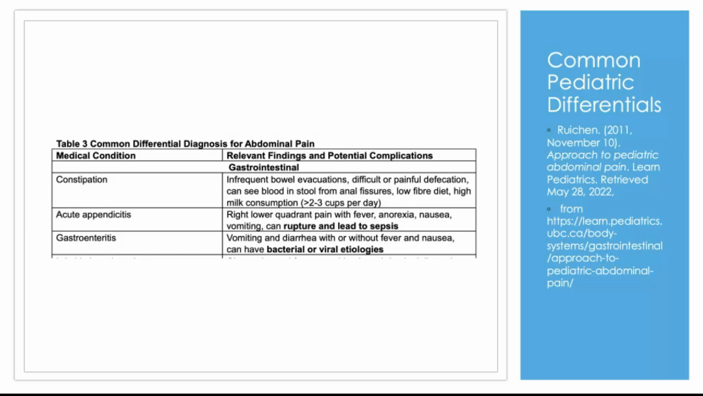Constipation, very common across the age group, typically defined as infrequent bowel movements. Sometimes you might see encopresis with constipation, where you have wet stools and/or stools in the underwear, poop stain in the underwear. So consider constipation with encopresis, very common as well when the constipation has gotten so severe. Acute appendicitis, and then gastroenteritis. These are common conditions for the pediatric differentials.